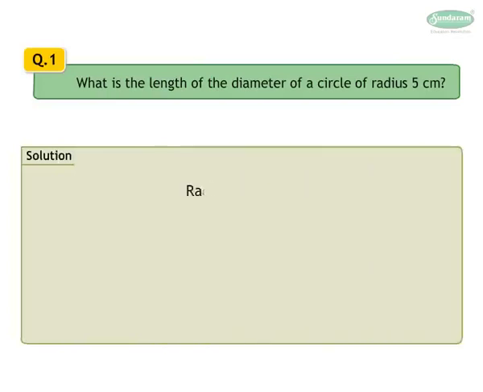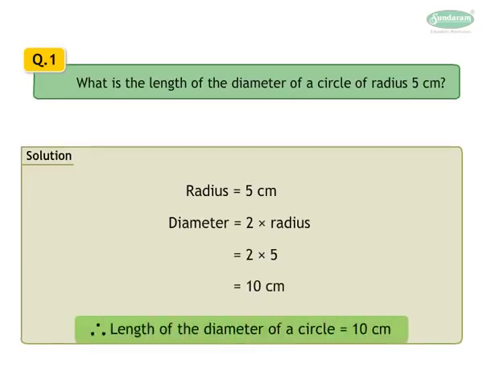Solution. Radius of a circle is 5 centimeters. Diameter is equal to 2 into radius is equal to 2 into 5 is equal to 10 centimeters. Therefore, length of the diameter of a circle is 10 centimeters.